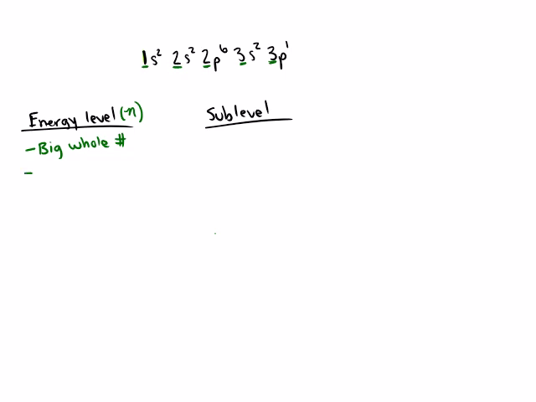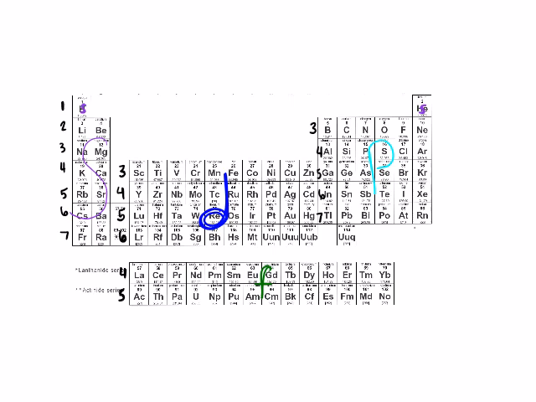So another big thing to know is that not all the energy levels are in line. All right, so let me show you what I mean. Let me flip back to my periodic table. Here on energy level 2, lithium, beryllium, all the way across.